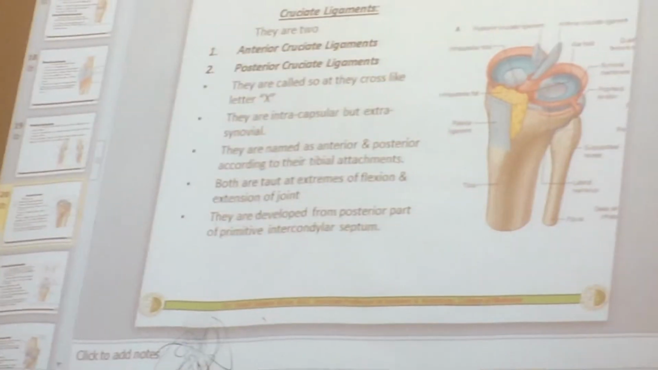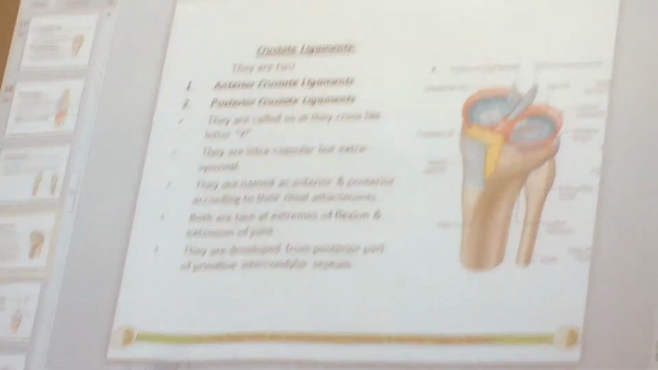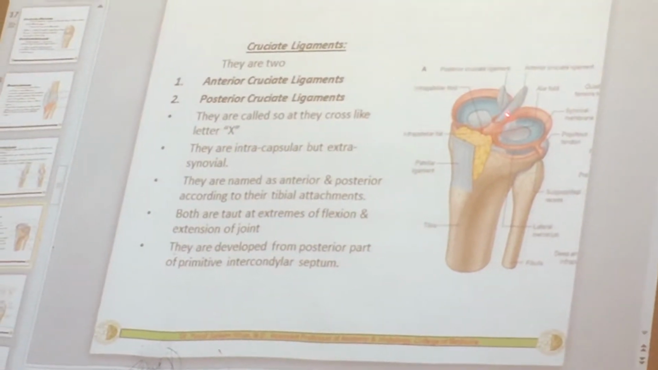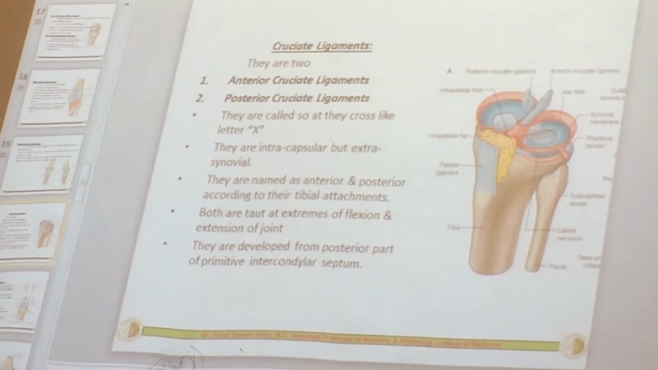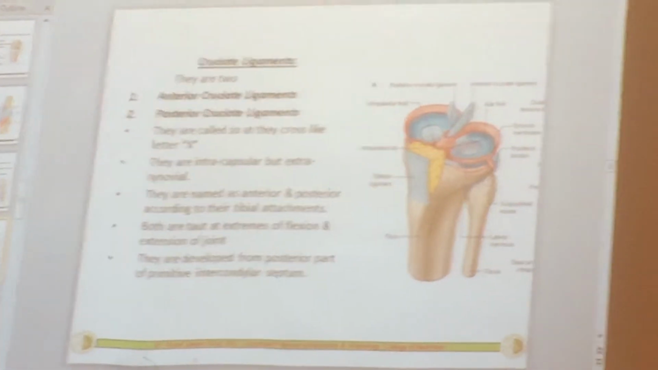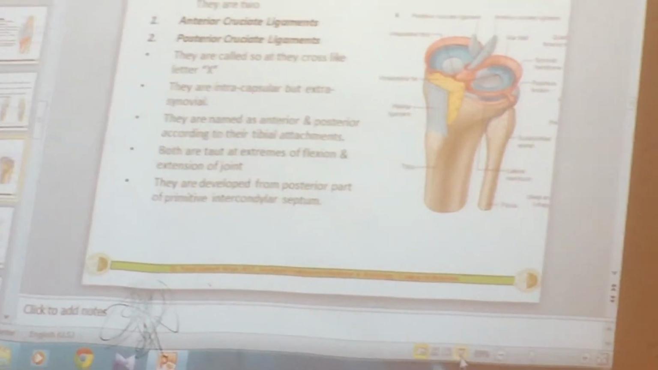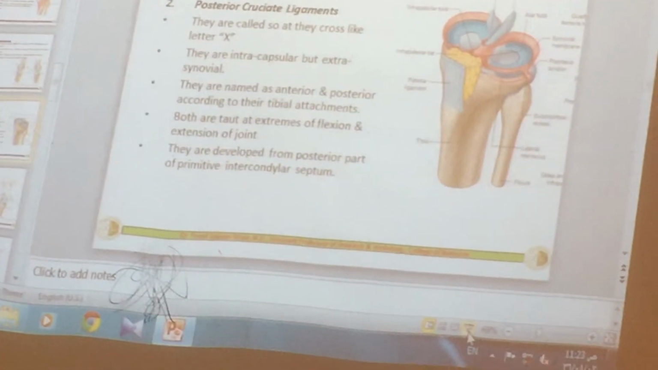Why are they called anterior and posterior? Depending on the attachment on the tibia, not on the femur. The one which is attached anterior to the tibia is anterior, and the one attached posteriorly is called posterior. Because when it comes up to the femur, the anterior will be attached posteriorly and the posterior will be attached anteriorly. Because they cross, the anterior becomes posterior and the posterior becomes anterior. So when it goes to the femur, it will be reversed. So we should remember the anterior is called anterior depending on the attachment on the tibia, not on the femur.